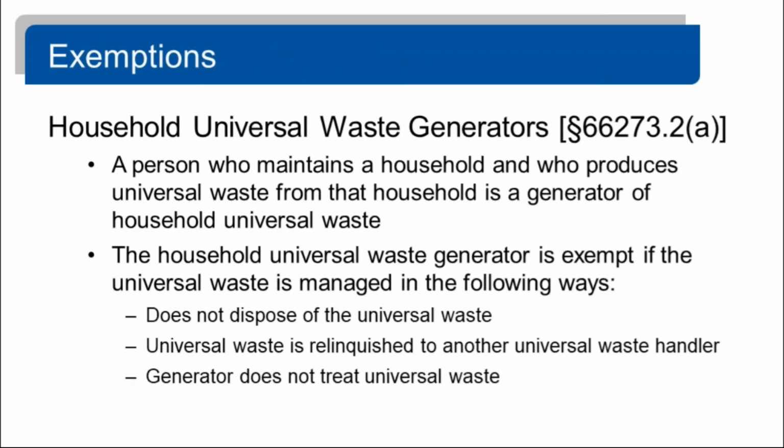A person who maintains a household and who produces universal waste from that household is a generator of household universal waste. So the household universal waste generator is exempt if it is managed correctly, does not dispose of it in the trash. So you are not actually the one doing the disposal of the universal waste. It's relinquished to another universal waste handler, and the household generator does not treat the universal waste.